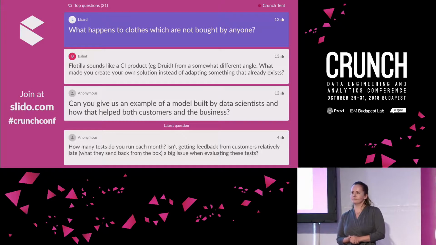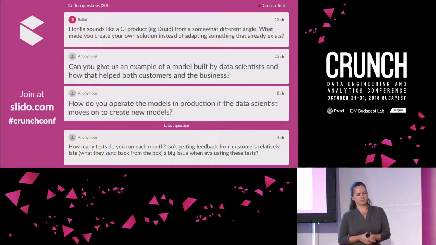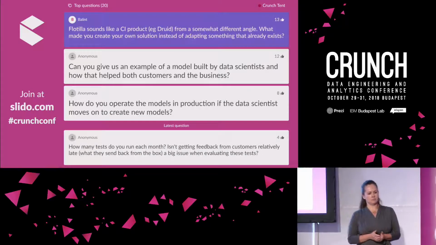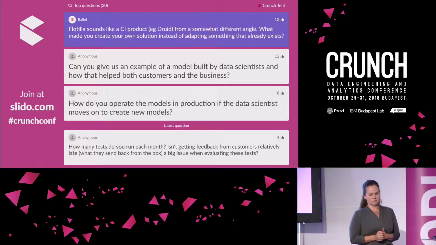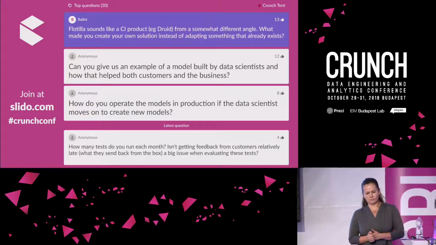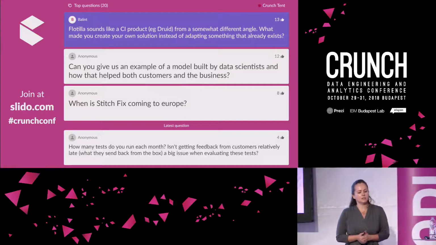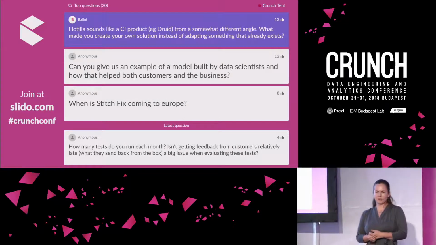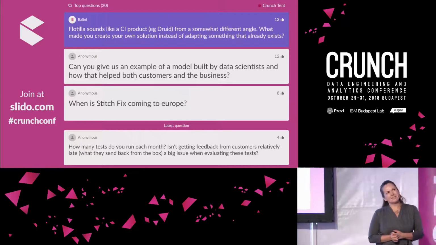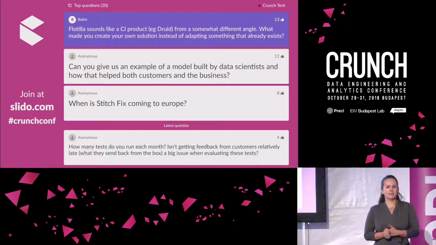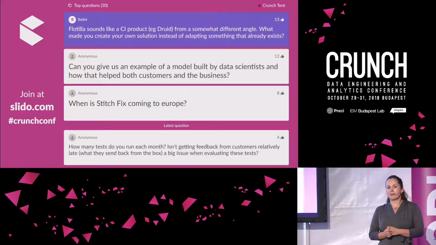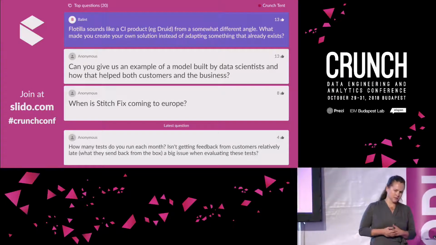Nice. So Flotilla sounds like a CI product, for example, though it comes from a somewhat different angle. What made you create your own solution instead of adapting something that already exists? So Flotilla isn't quite continuous integration. It's maybe related to continuous deployment. Flotilla is actually just a relatively simple wrapper around the Elastic Container Service.